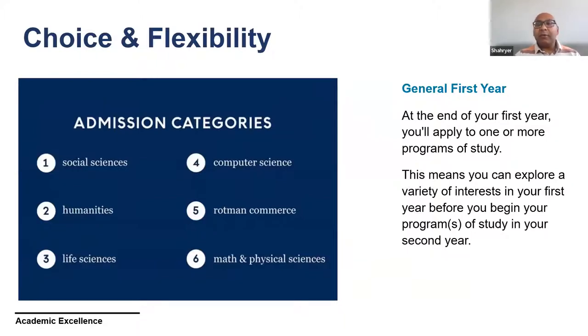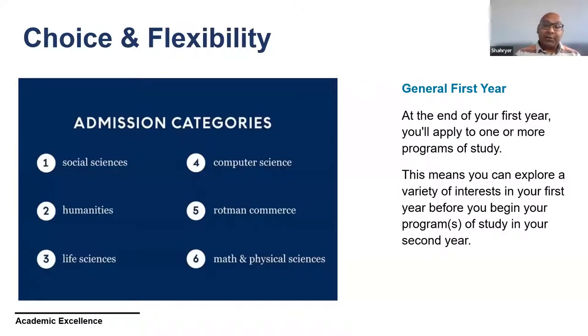When you apply, you will apply to one of the 6 admission categories. For example, social sciences, humanities, life sciences, computer sciences, Rotman Commerce, as well as math and physical sciences. Your first year will be general. That means you will take all core courses for your admission category, as well as take some elective courses from your interest areas. At the end of your first year, you will then apply to a program or programs of interest, programs that interest you the most.